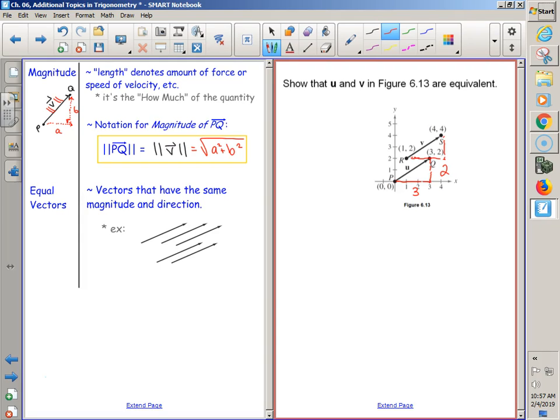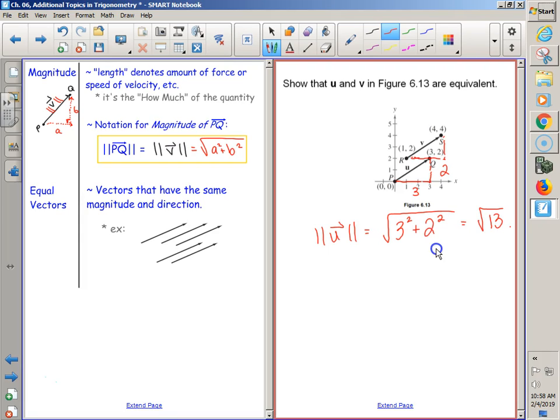So magnitude, we could say the magnitude of u is going to equal, if you draw your triangle, guys, how do we find the hypotenuse? Pythagorean theorem. Good. So 3 squared is 9 plus 2 squared is 4. And remember, that's c squared. So what do we have to do? Square root of 9 plus 4 is square root of 13. We have found how long this vector is.